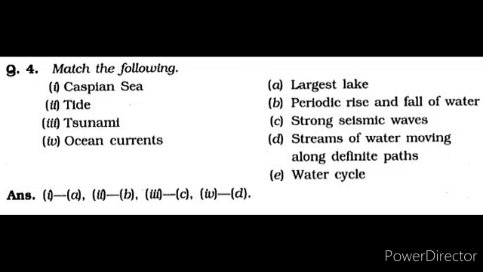Second is tide, periodic rise and fall of water. Third is tsunami, strong seismic waves. And fourth is ocean current, streams of water moving along definite paths. So the correct answers are 1A, 2B, 3C, and 4D. You have to match it according to the numbers given in the answer column.